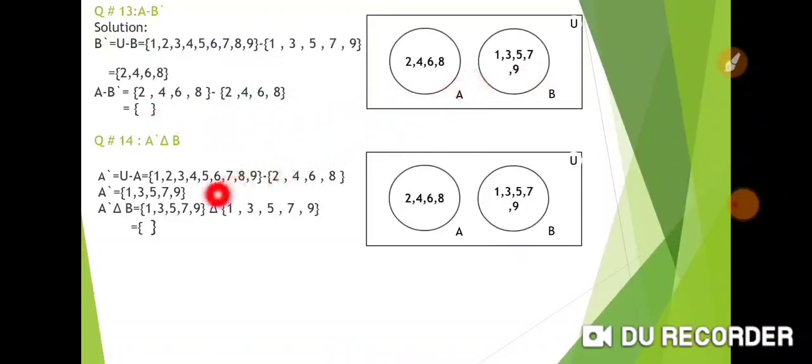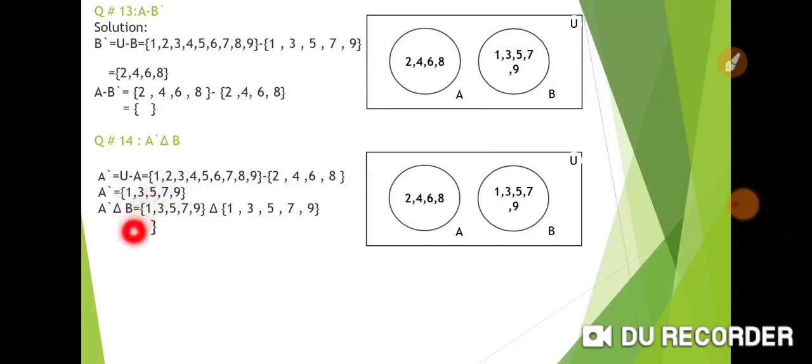Okay. Next is symmetric difference, or A delta B: the symmetric difference of A and B. Here we have A complement delta B. So first we are going to take A complement. For this what do we do? U minus A. We write down the universal set and then subtract the elements of set A from the universal set. This is the leftover elements in the universal set after taking the complement.